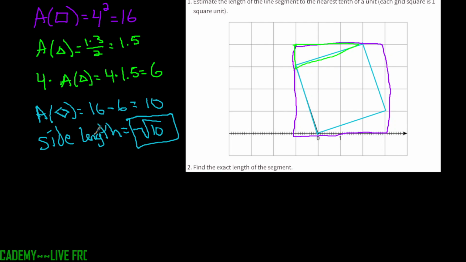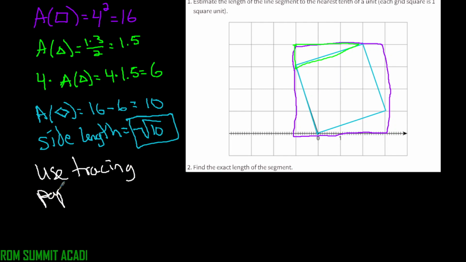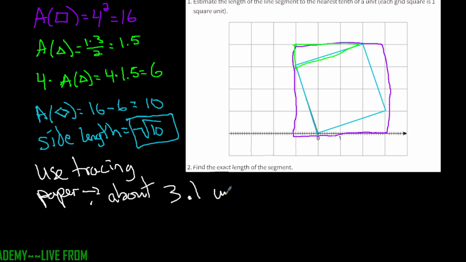So we can find that approximation. Again, use the tracing paper. Use that tracing paper, kind of line up and say, well, if I trace that along, it should be about 3.1 units.